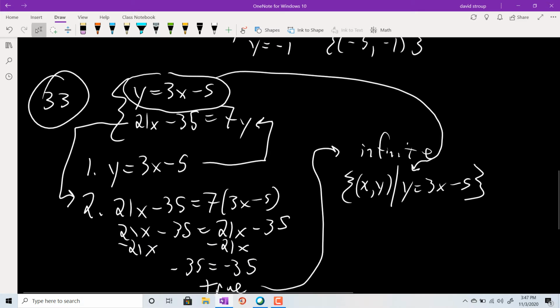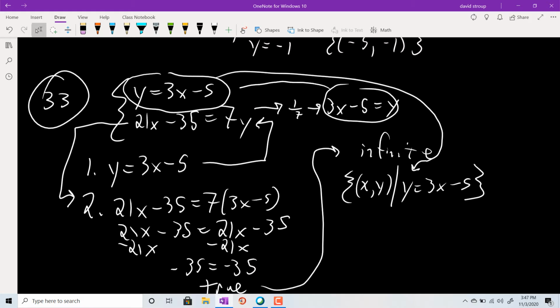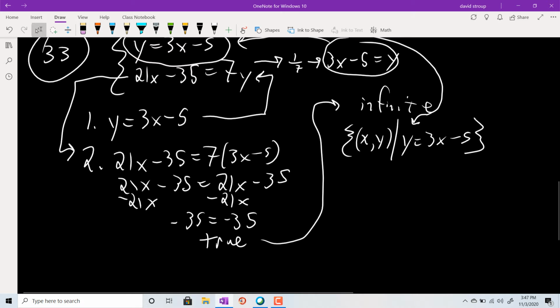Turns out both of those equations are exactly the same. If you were to multiply this guy by 1/7, you would get 3x minus 5 equals y. See, those things are exactly the same. So the solutions are just all the points that lie on that line, and that's why your set notation looks that way. It's a set of all x comma y's such that y equals 3x minus 5. That's what that thing means.